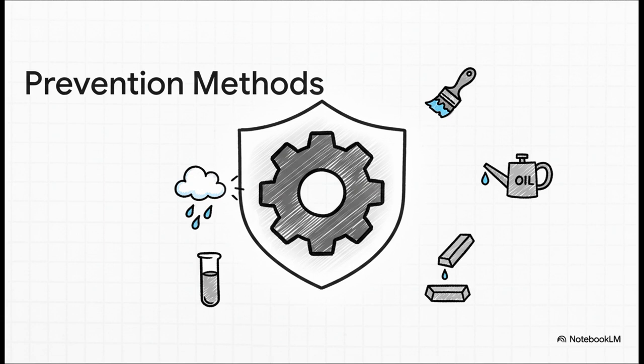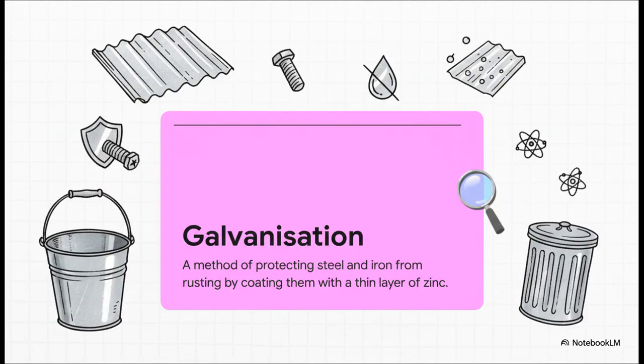Things like painting, oiling, greasing, galvanizing, chrome plating, anodizing, and even making alloys. They all work by creating some kind of protective shield. Now, one very, very important method you should know for your exams is galvanization. It's a method of protecting steel and iron from rusting by coating them with a thin layer of zinc. You've definitely seen this. Think about those shiny metal buckets, or maybe even some roofing sheets.